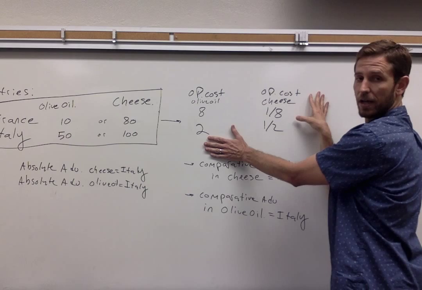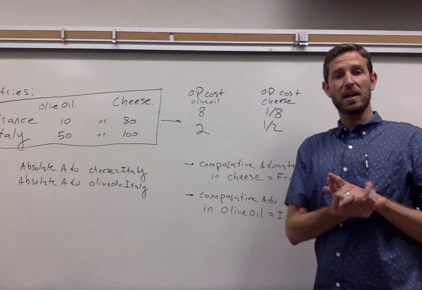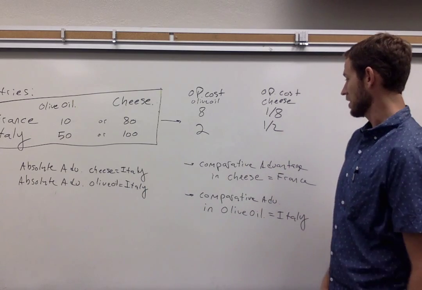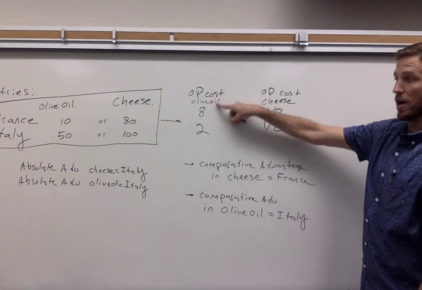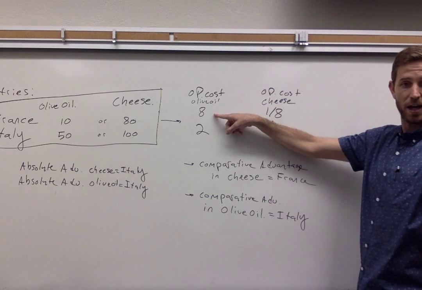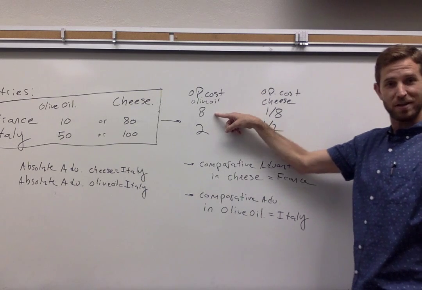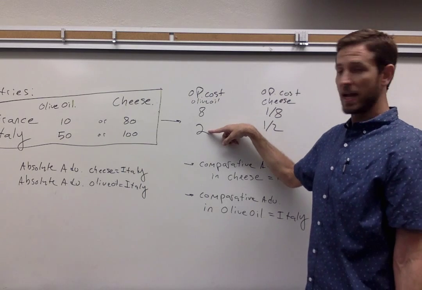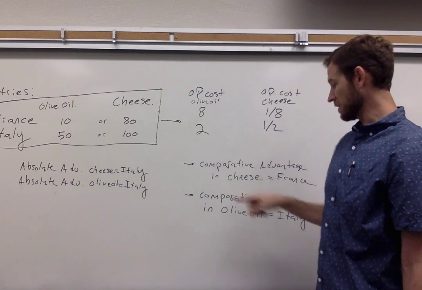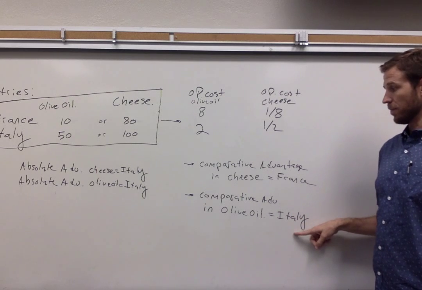Right? Don't forget, at the very outset, comparative advantage just means a lower opportunity cost. So when it comes to making olive oil here, we want to figure out who's got that lower number, right? 2 is lower than 8. We feel pretty good about that one. We don't even need a calculator to draw that conclusion. So if 2 is lower than 8, it means that Italy has a comparative advantage in making the olive oil.